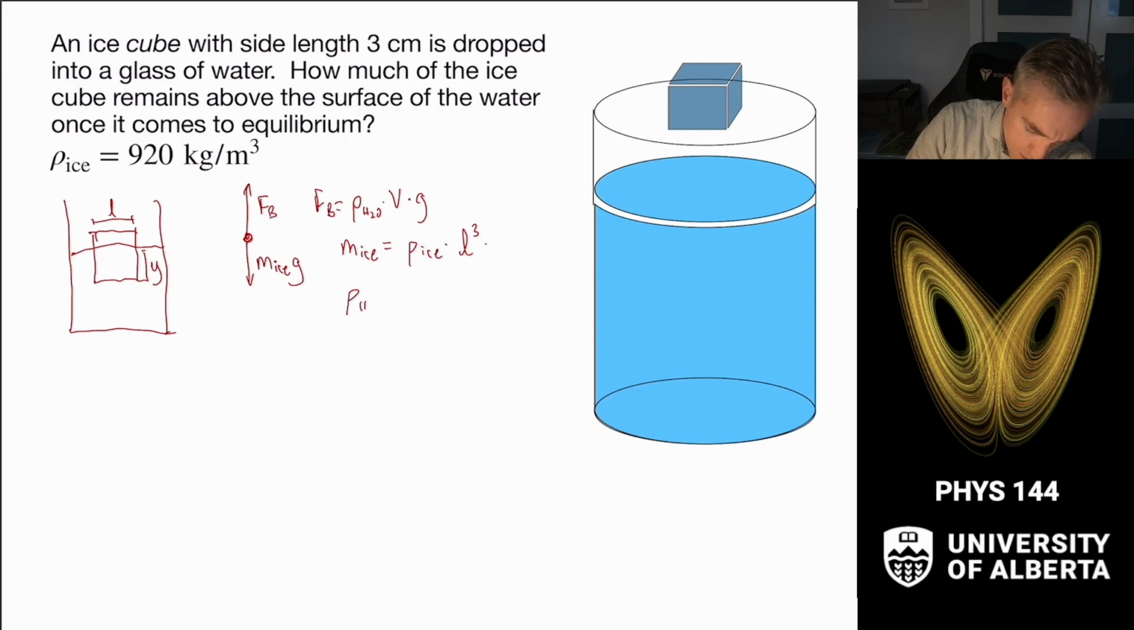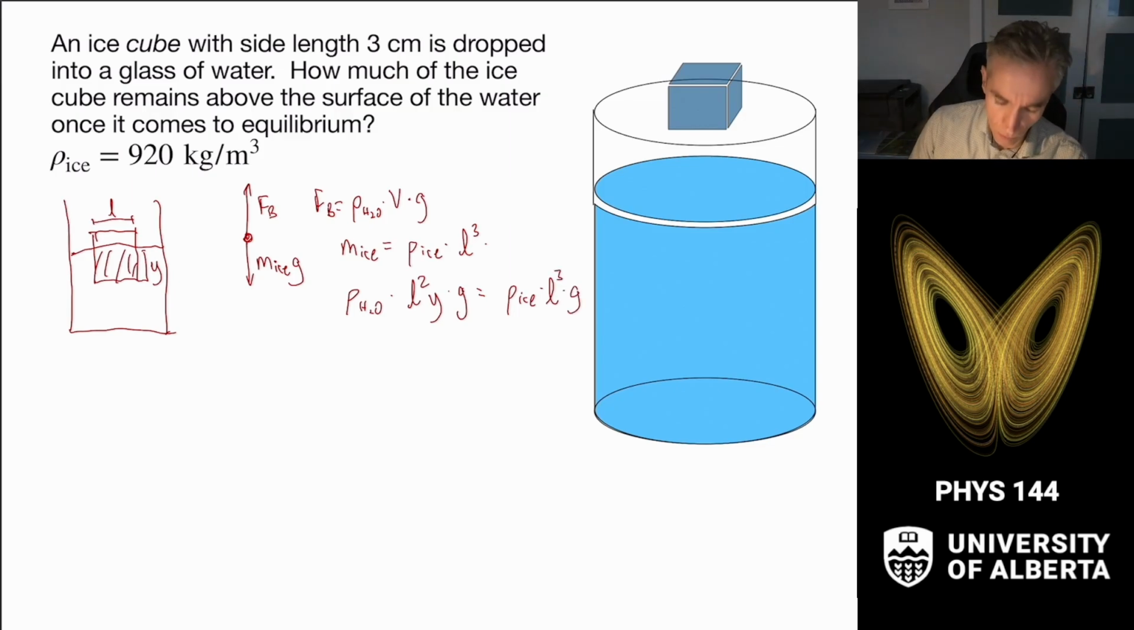And so then from here, we get these two are equal to each other. So we get that rho H2O times the volume below the surface, or the volume of displaced water, which is going to be L squared, that's the area, times y, which is the depth below the surface. So that's just the volume in this region there, times g is equal to rho ice times L cubed times g. And from here, we can solve for y. So we'll cancel out our g's. We'll cancel out L squared with L. And from here, we get that y is equal to rho ice over rho H2O times L.